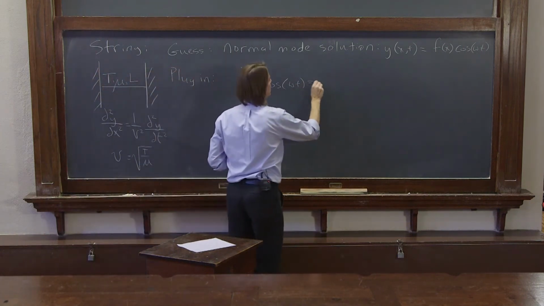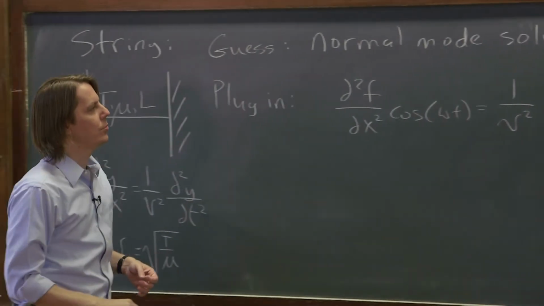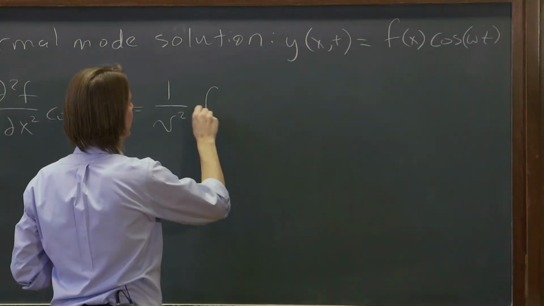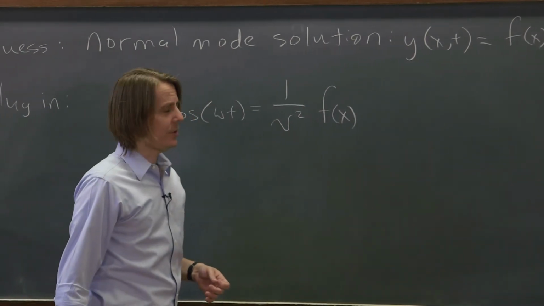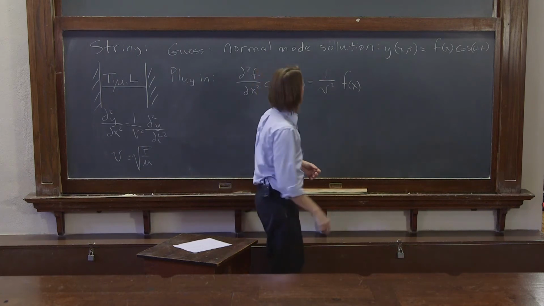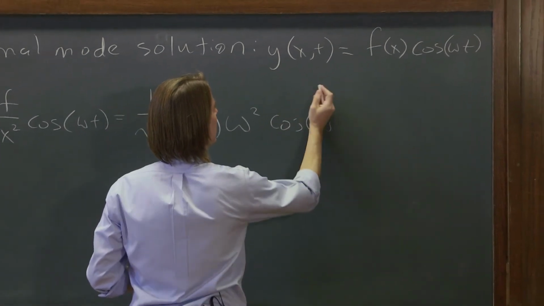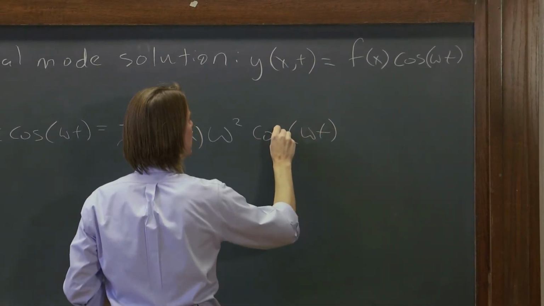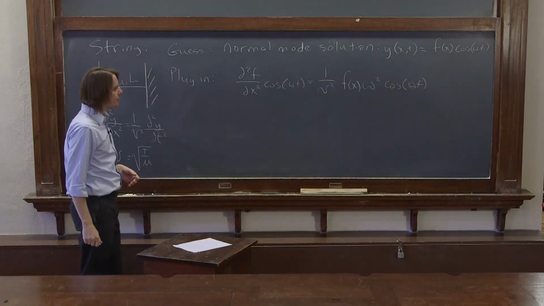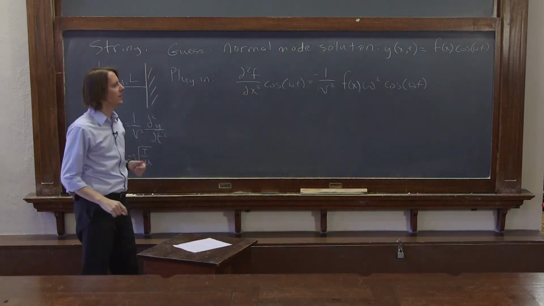And that's going to equal 1 over v squared times two partials with respect to time. So let's see, the f of x is just going to be along for the ride. Two derivatives of cosine get you back to negative cosine, but it brings out two omegas. So we have omega squared and then cosine omega t. So that's what happens when we plug in. And, oh, it's negative, so yeah, there's a negative there. Two derivatives of cosine get you back to negative cosine.